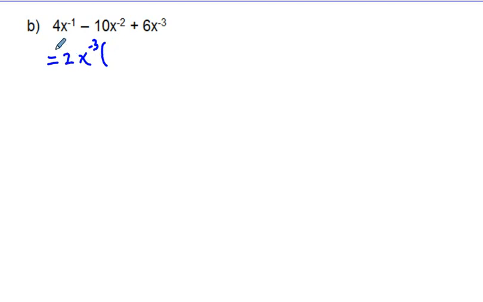So what times 2x to the negative 3rd power equals 4x to the negative 1 power? Well, that's going to be 2 times what equals 4? Well, that's going to be 2. And then x to the negative 3rd power times what equals x to the negative 1 power? That's going to be x squared. And then we have minus 2 times what equals 10? 5.